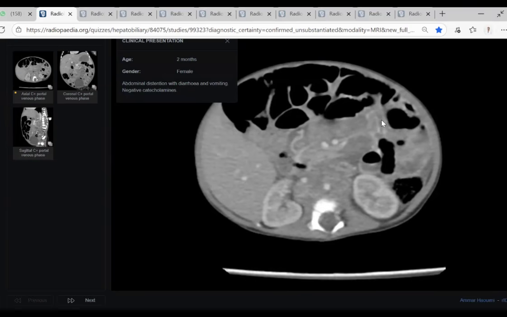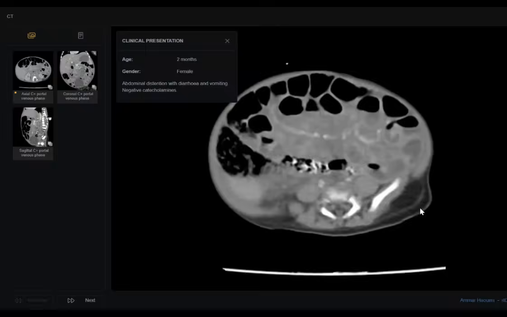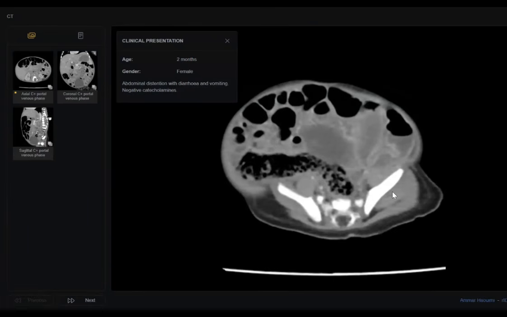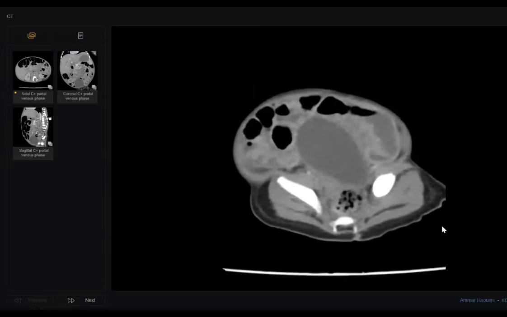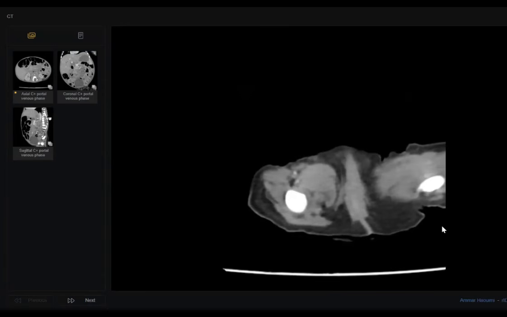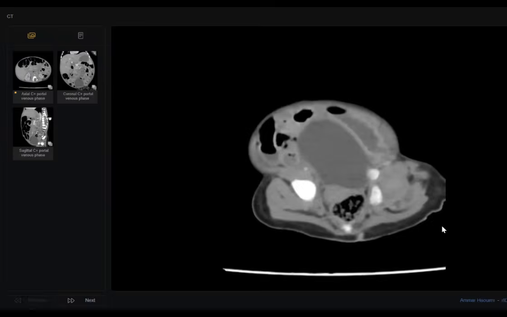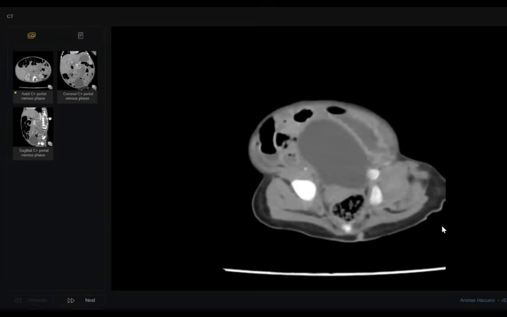This is a 2-month-old female patient complaining of abdominal distension, diarrhea, and vomiting. One second, I will remove this one. Let's start. Okay, so I'm presented with a CT scan of the abdomen of a 2-month-old child with abdominal distension and diarrhea. I would like to have a general look before starting my comments.